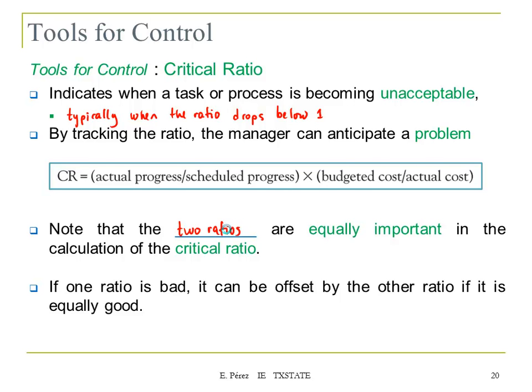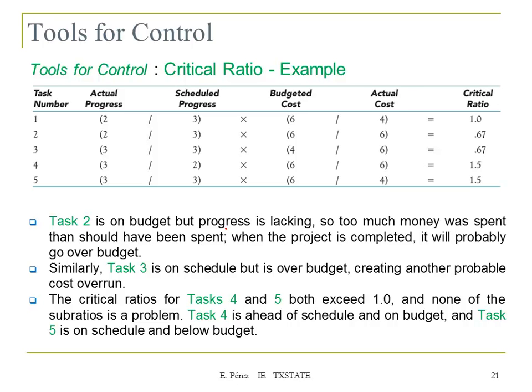Next, we have an example for the critical ratio. So here we have a project with 6 tasks. We have different columns here: one representing the actual progress of your project, the scheduled progress of your project, the budget cost, and the actual cost. So when we compute those ratios and then multiply these two ratios, we get the critical ratio.